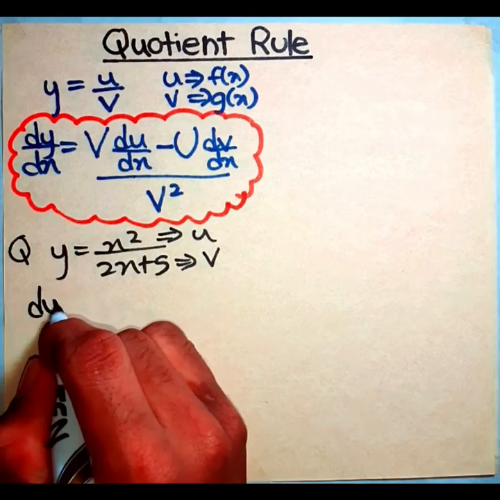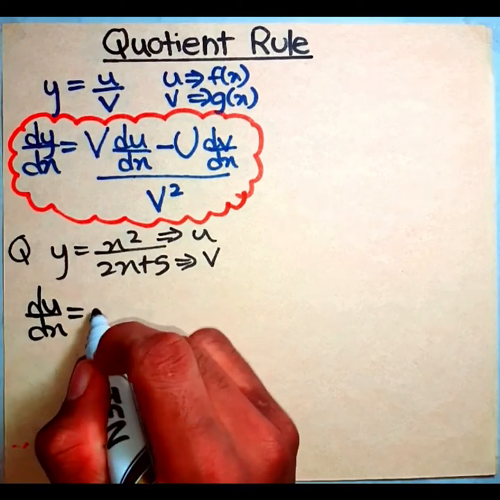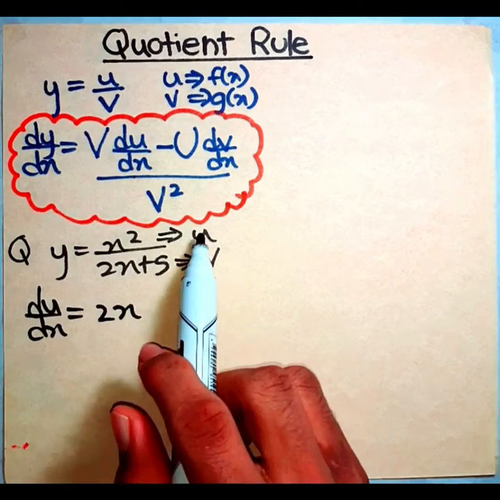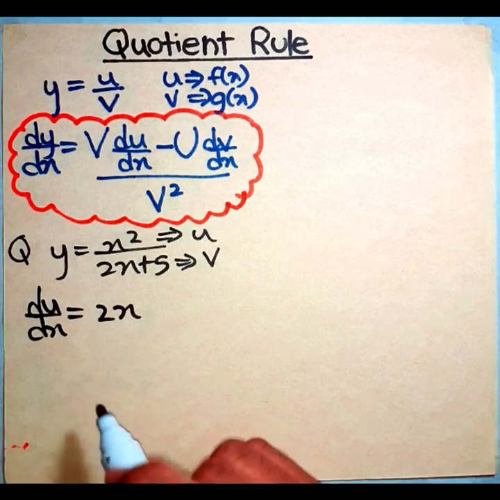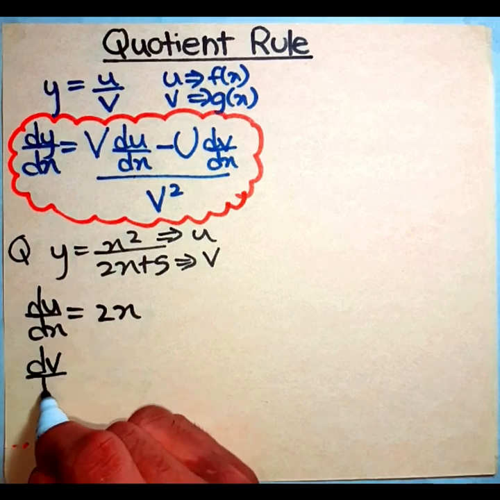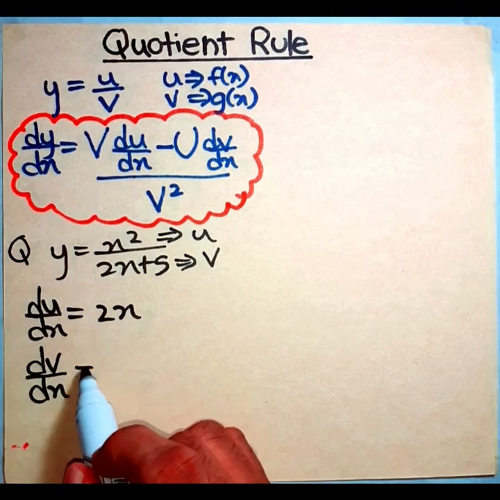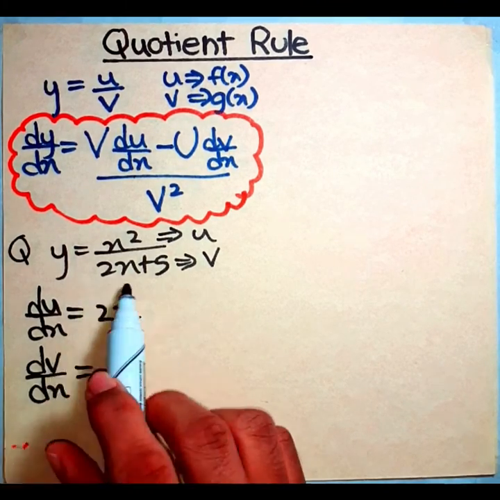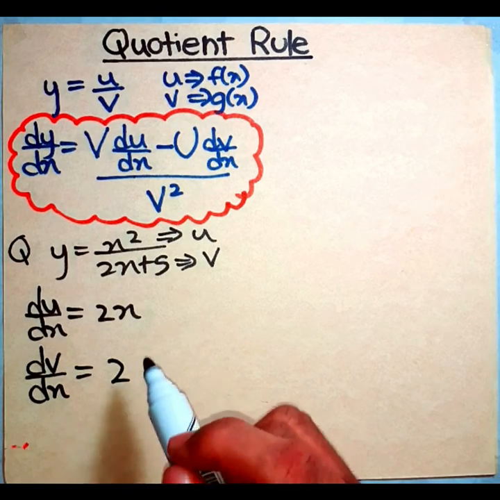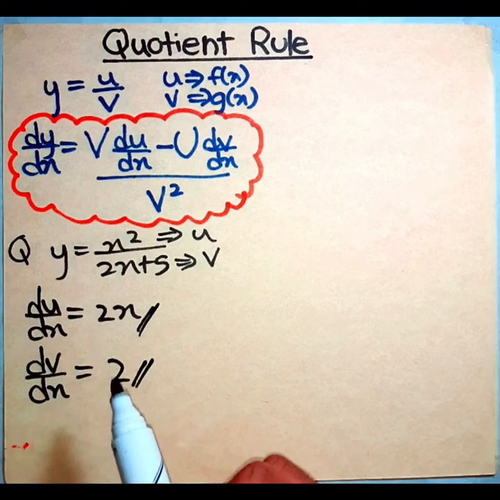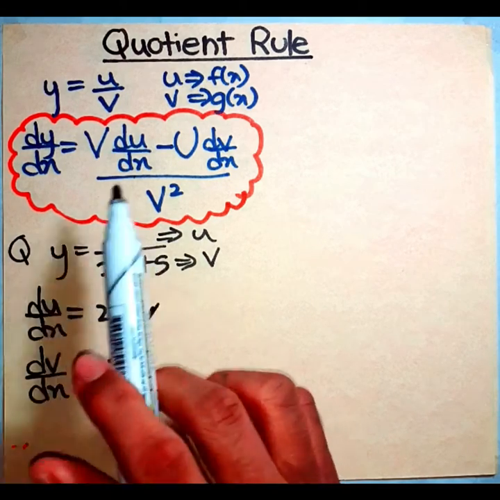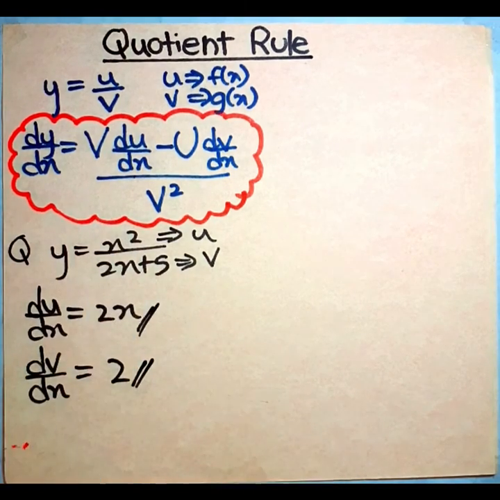So du by dx is going to be equal to 2x. When u is equal to x squared, when you differentiate that, you end up with 2x. When you differentiate v, dv by dx is going to be 2, because when you differentiate 2x plus 5, you end up with 2. So we found du by dx and dv by dx. Now it's a matter of plugging all of this in.